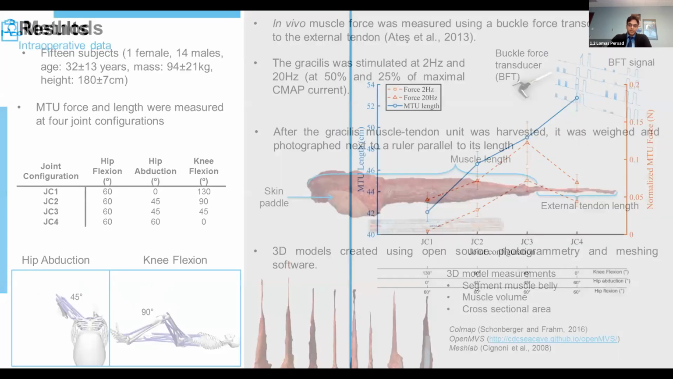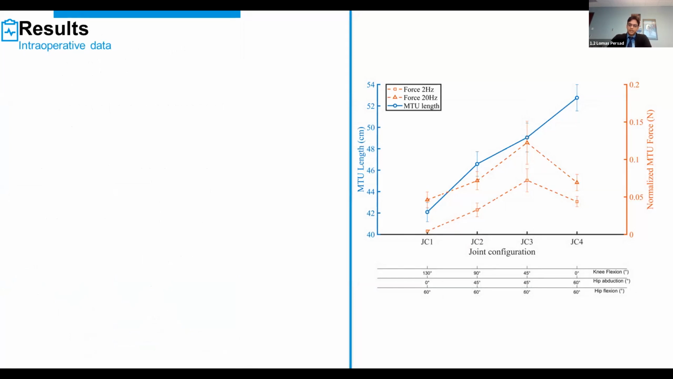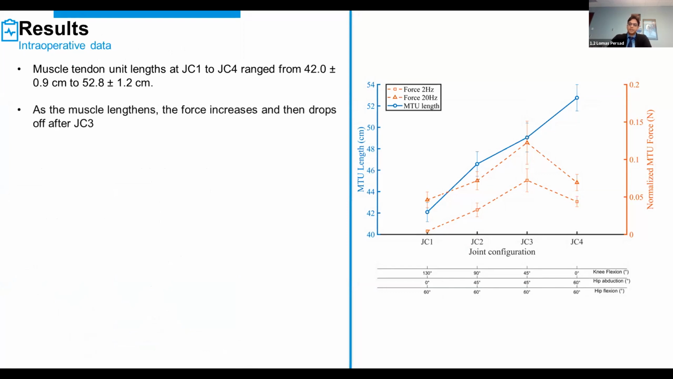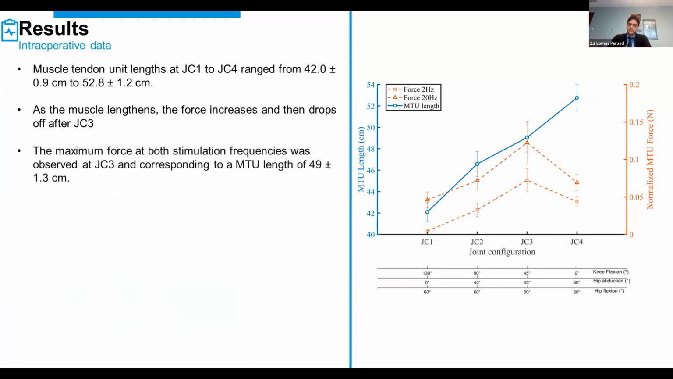The graph on the right summarizes experimental MTU lengths and force data, where we have MTU lengths ranging from 42 to 52.8 centimeters across joint configurations. It was observed that as the muscle lengthens, the force increases and then decreases, where the maximum force occurred at that third joint configuration, or MTU length of 49 centimeters.